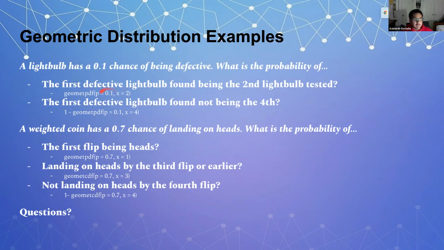So now the probability of success here is 0.1, and the value that we're looking at, the trials, is 2. X equals 2. So we would do geometPDF, the point distribution function, because it's exactly the second light bulb. GeometPDF, p equals 0.1, X equals 2.